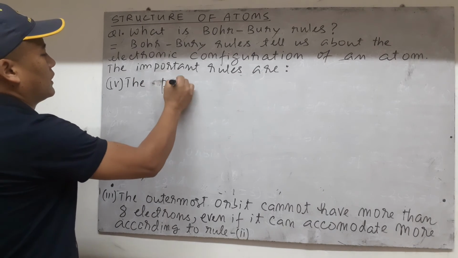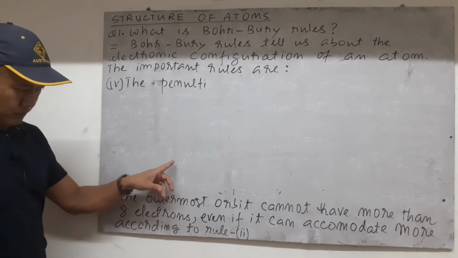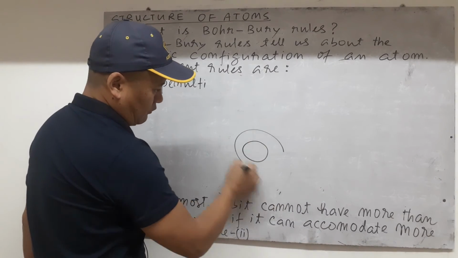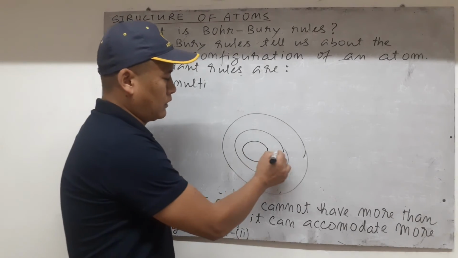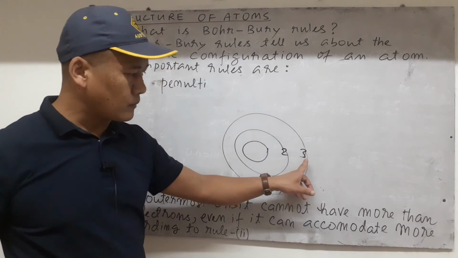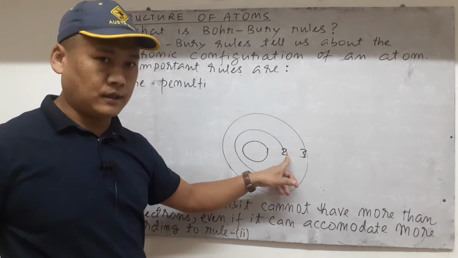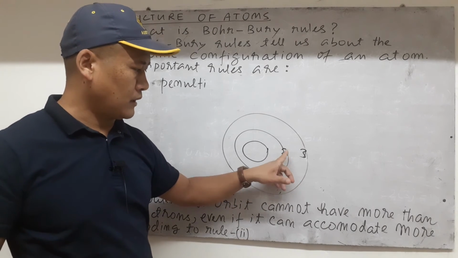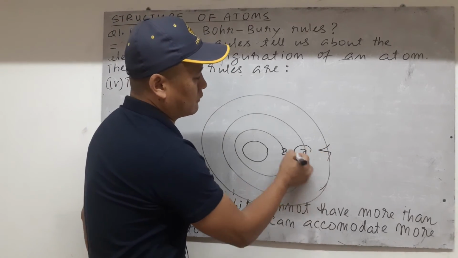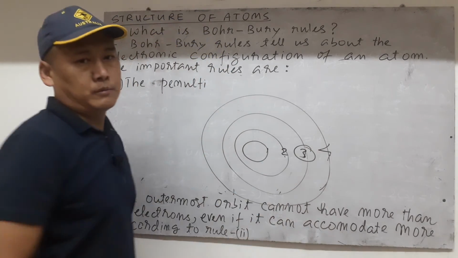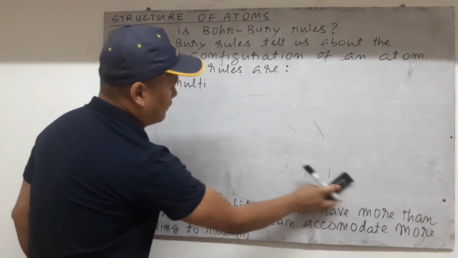The word penultimate means last second, just before the outermost. If this is the first orbit, second orbit, third orbit, so there are 3 orbits only, then the third orbit is the outermost orbit. The one just before the outermost, in this case the second, is called penultimate. So the second one will be the penultimate orbit. If we have a fourth one, then the third one, which is the last second, will be penultimate. It simply means last second.